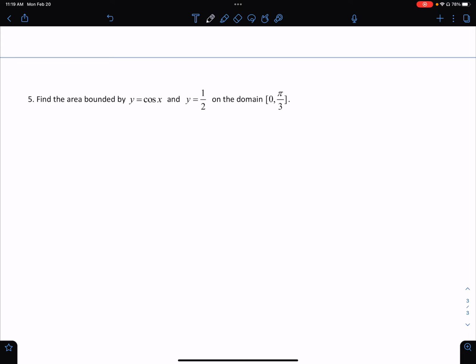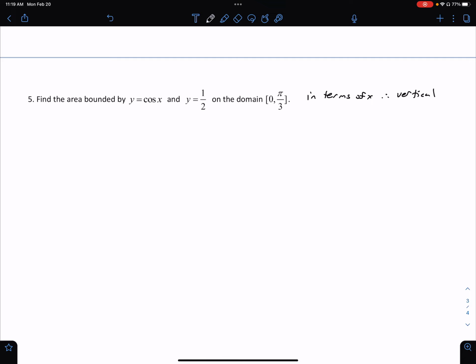So we're going to continue with example number 5. For number 5, we are looking at the area bounded between the cosine of x function and y equals 1/2. The first thing I notice is, again, we're in terms of x. So let me write this down. We are definitely in terms of x, and that is just telling us we are using a vertical rectangle.